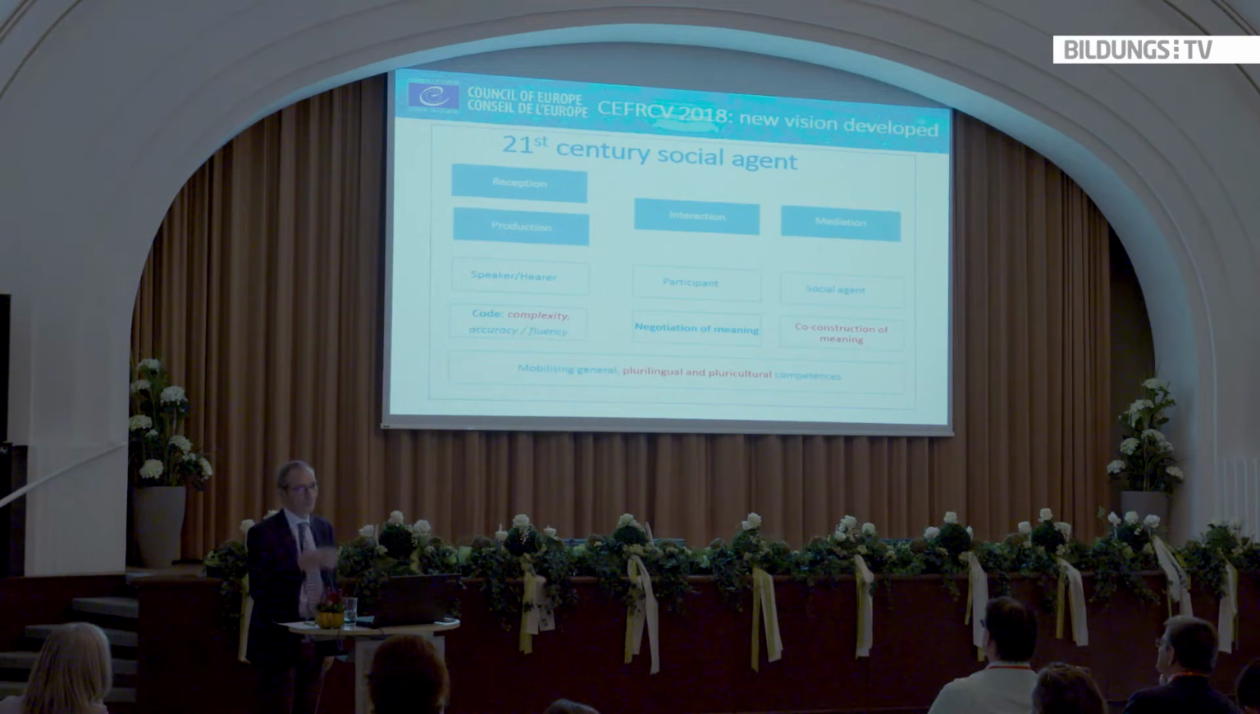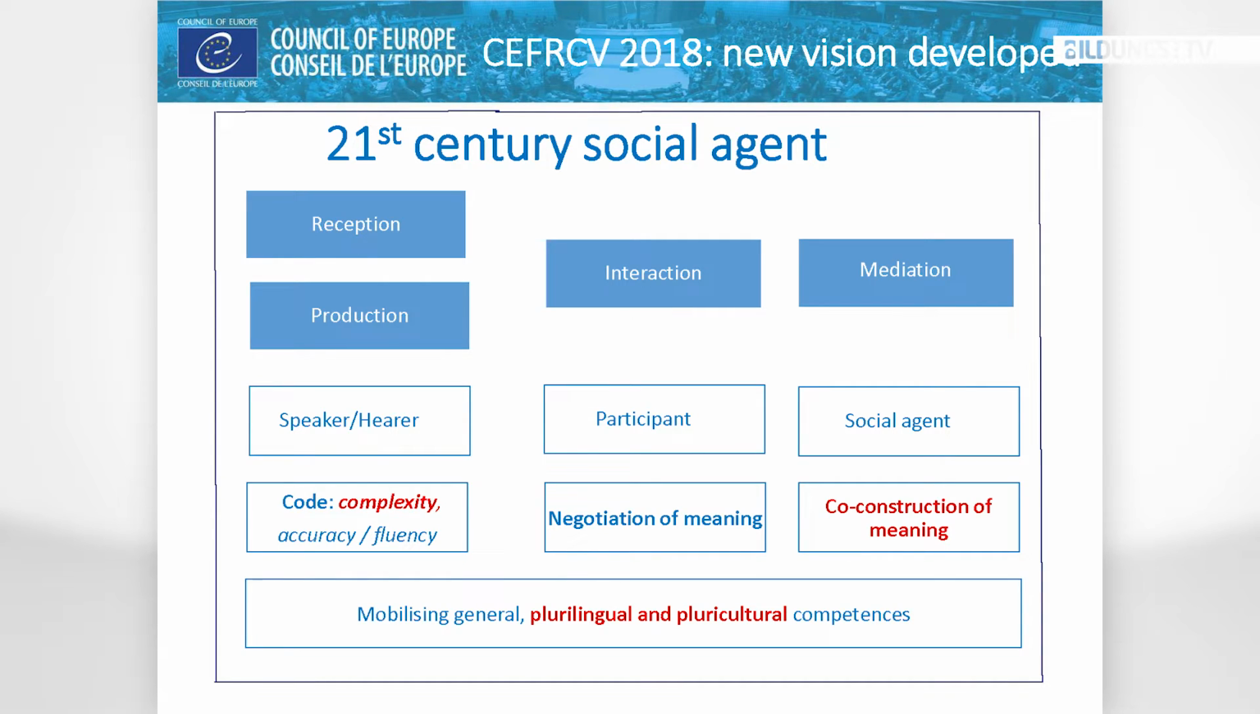So, the model with the companion volume is the learner as a social agent who exercises agency in situations. And the focus now has jumped, in addition to complexity, as well as just accuracy and fluency. There's far more of a focus on complexity of language that's being used, and not just on the negotiation of meaning, but also on the co-construction of meaning.